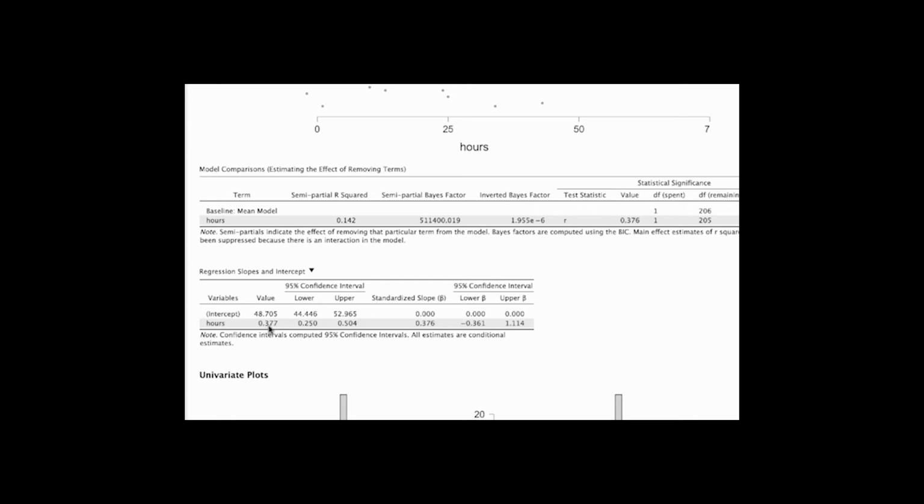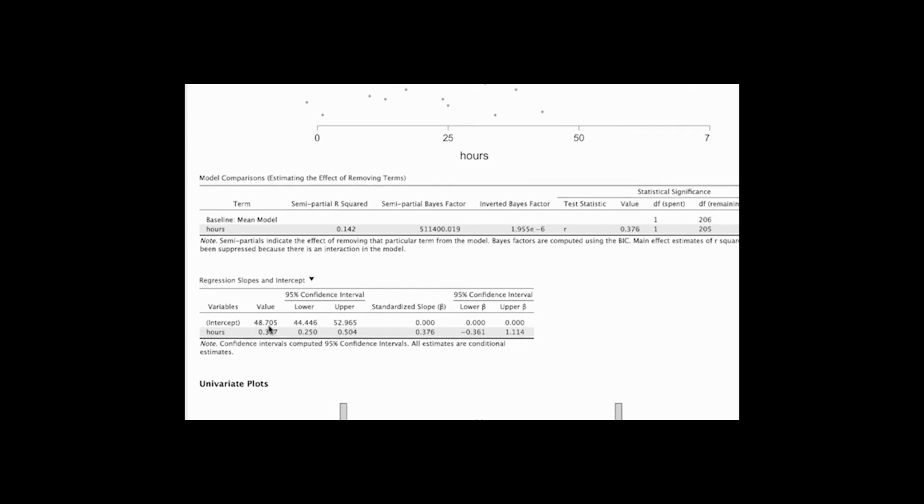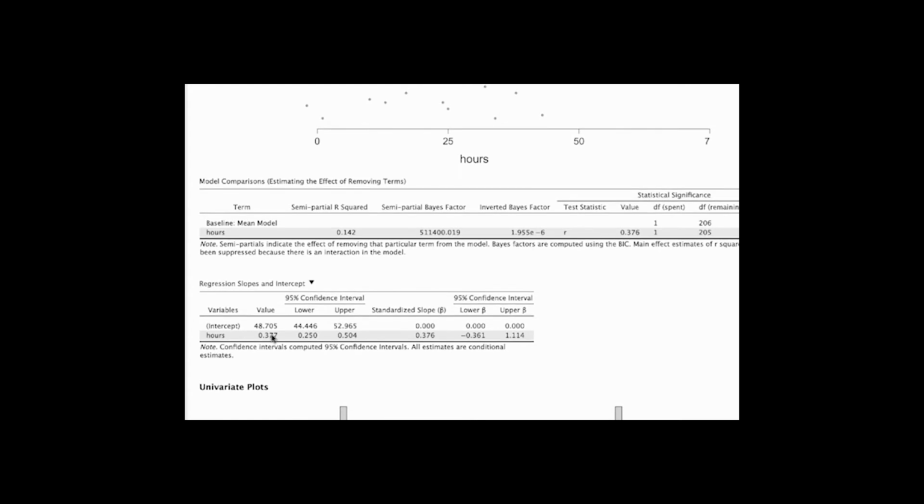And then we have hours, which is 0.377. So that tells you how much we expect the outcome to increase every time the predictor increases by 1 point. And so a 1 point increase in our predictor means you have increased the hours you work by 1 hour. And so this tells us that we would expect your salary to increase by $377 for every hour that you work.